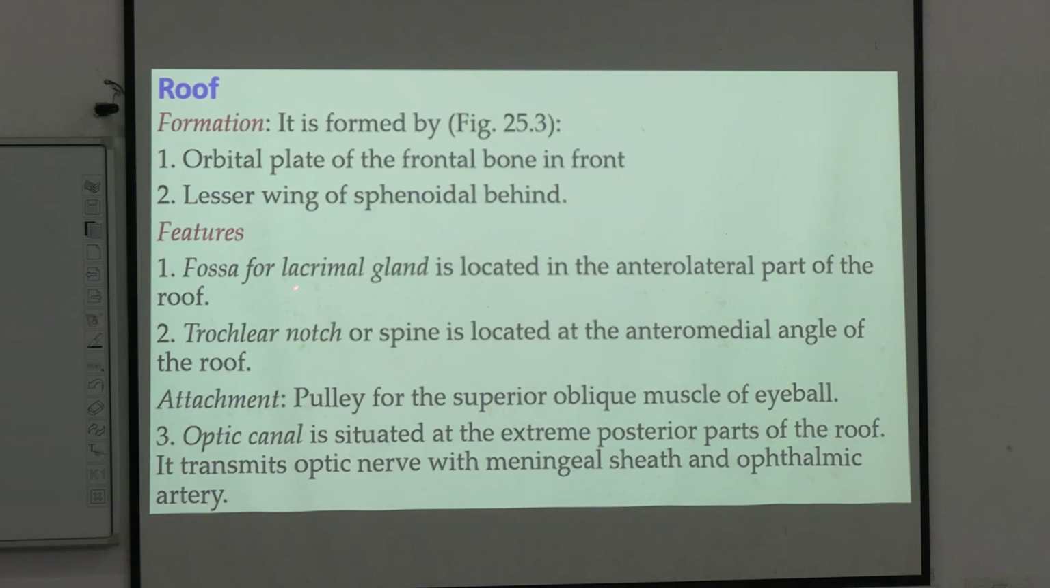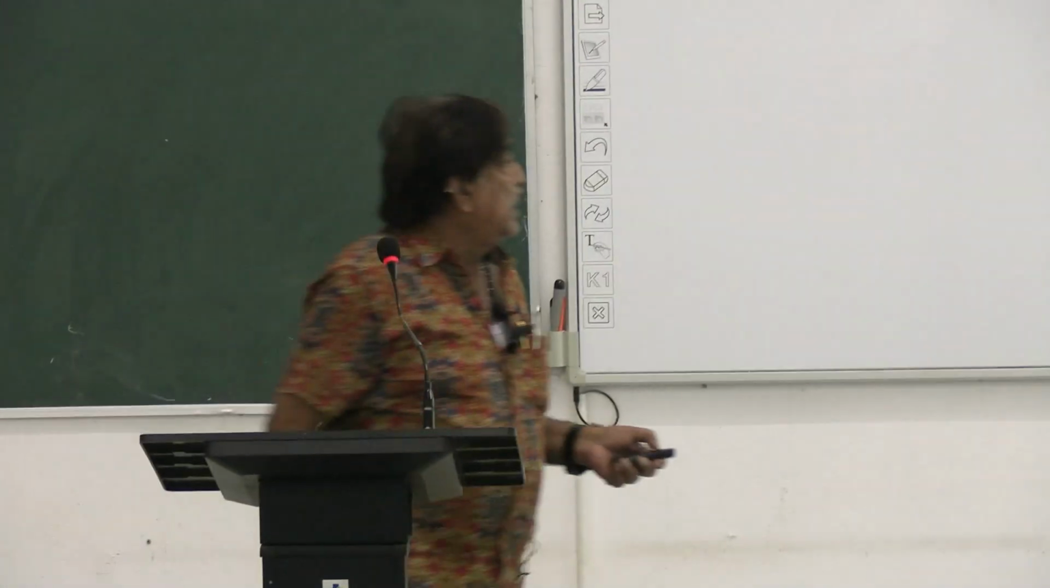Features: the fossa for the lacrimal gland is located in the anterolateral part of the roof. Trochlear notch or spine is located in the anteromedial angle of the roof. Attachment: pulley for the superior oblique muscle of the eyeball. Now, a pulley is there, so when the muscle contracts, your eye movements occur.